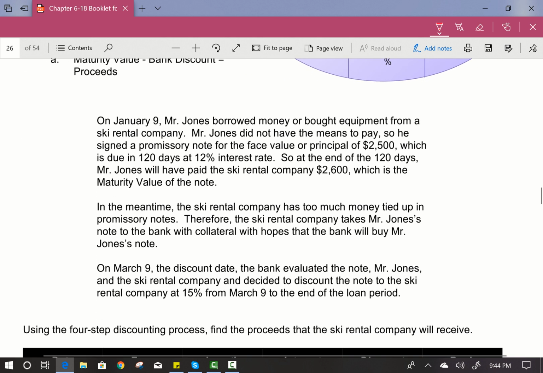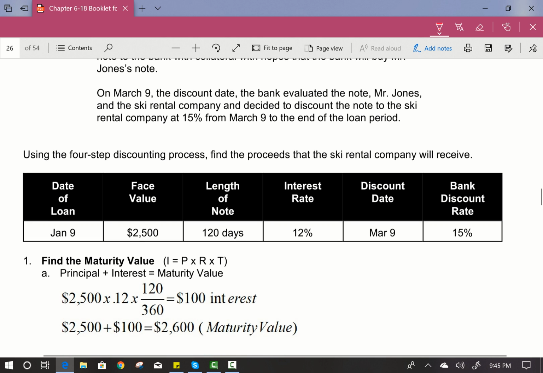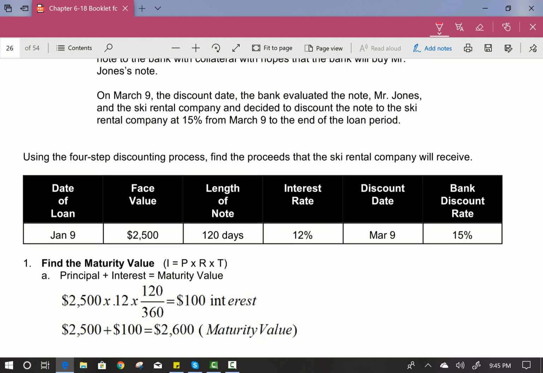On January 9, Mr. Jones borrowed money or bought equipment from a ski rental company. Mr. Jones did not have the means to pay, so he signed a promissory note for the face value or principal of $2,500, which is due in 120 days at 12% interest rate. So at the end of the 120 days, Mr. Jones will have paid the ski rental company $2,600, which is the maturity value of the note. Okay, so what happened here is interest is equal to the principal times the rate times the time. Okay, we're going to find that out right down here in the first step.